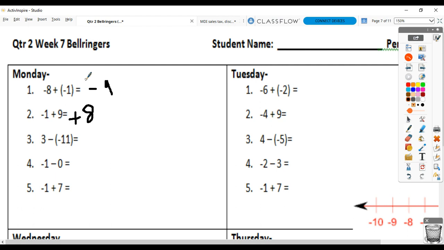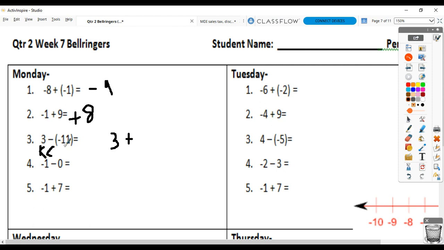Now, number 3, we should notice right away that this is a subtraction problem. Now, our rule for subtraction is called keep, change, change. And we start with the K, which goes under the first number. That is keep. Well, my number is 3, so I keep 3. The C stands for change, and that goes under the subtraction sign. And what change means is we simply change it from subtraction to addition.